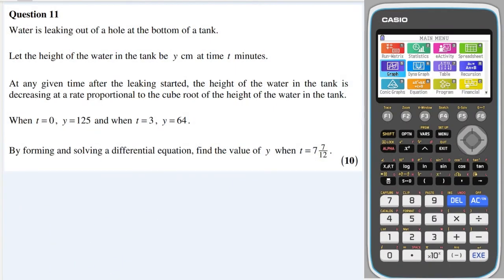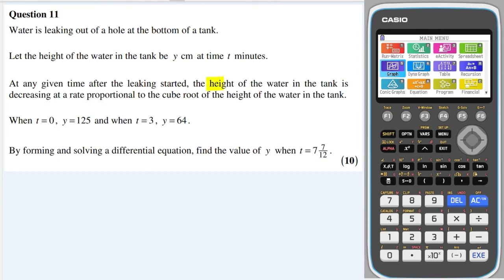Question 11, it looks like a differential equation. We've got water leaking out of a hole at the bottom of a tank. Let the height of the water be y at t minutes. Given that, after it started leaking, the height of the water is decreasing at a rate proportional to the cube root of the height. Okay, so let's put that into mathematical context.